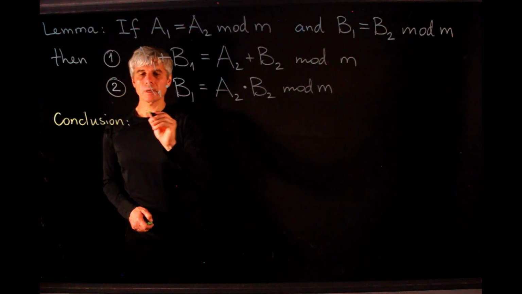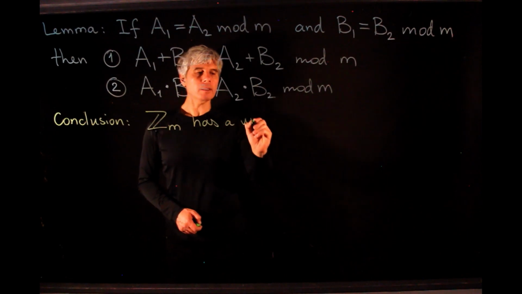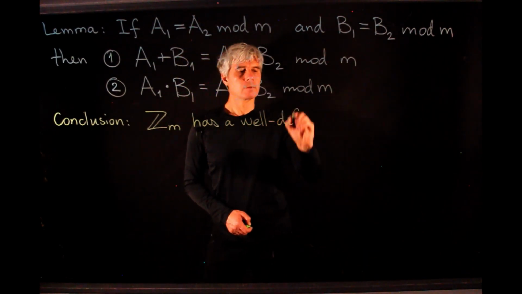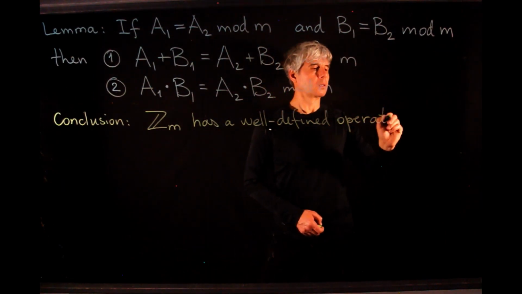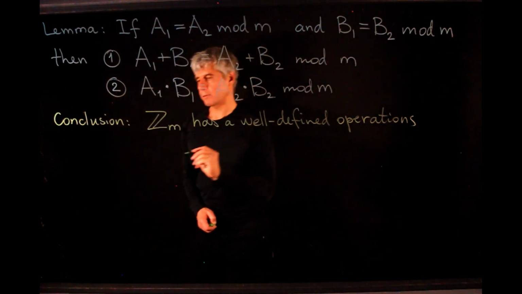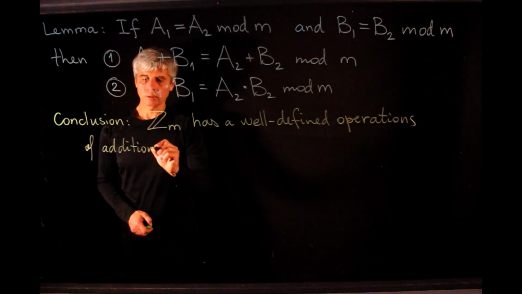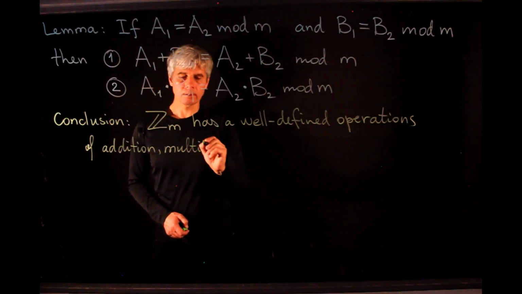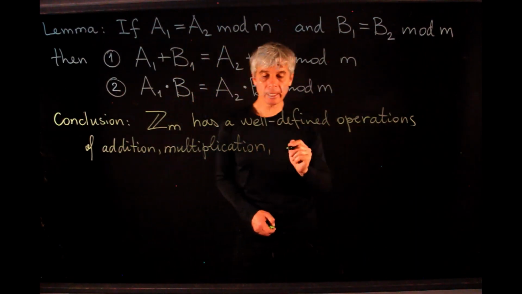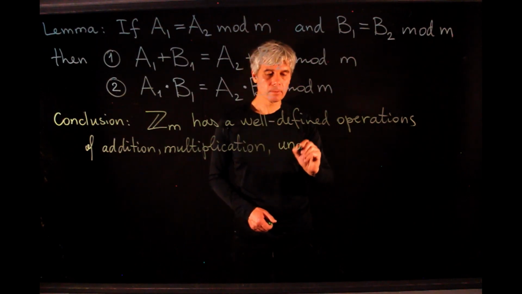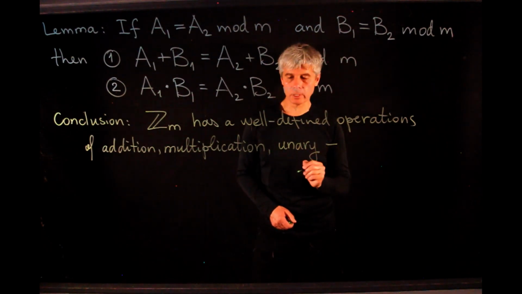That the set of remainders Zm has well-defined operations of addition, multiplication, and actually we can add to this unary minus. Right, so we saw how to compute the opposites of remainders.